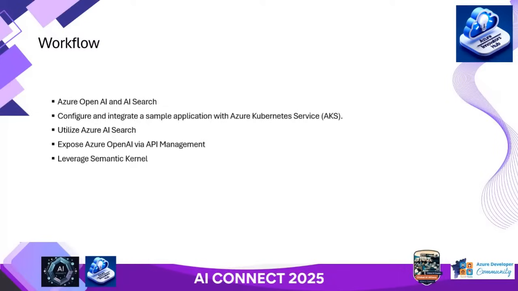We're going to configure and integrate a sample application with Azure Kubernetes Service. That means we're going to deploy an application that has two components, and then we're going to deploy the application on top of the AKS service. We're going to consume AI Search, and then we're going to expose the Azure OpenAI access through API Management. And we're going to leverage Semantic Kernel to orchestrate the response to the customer. All right.